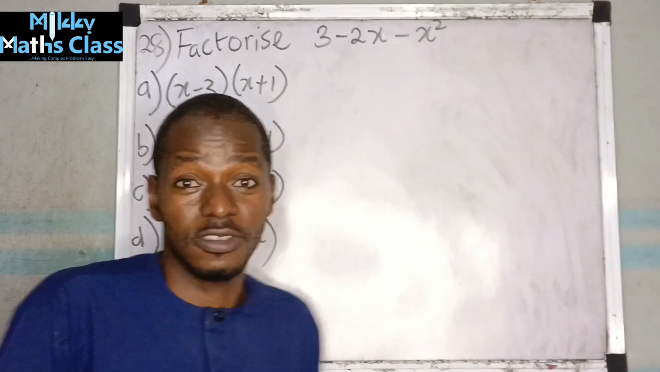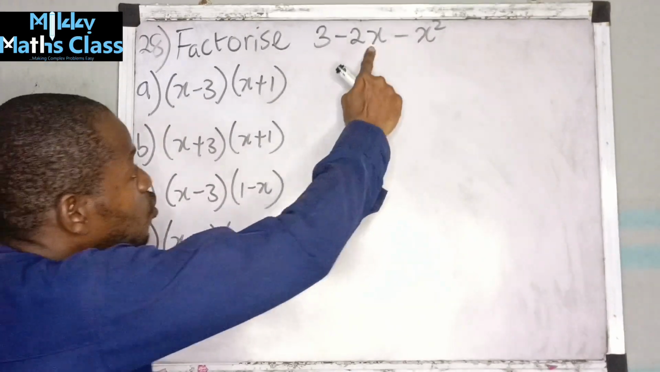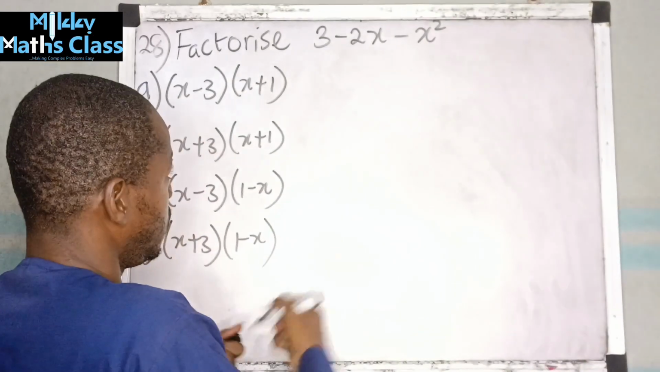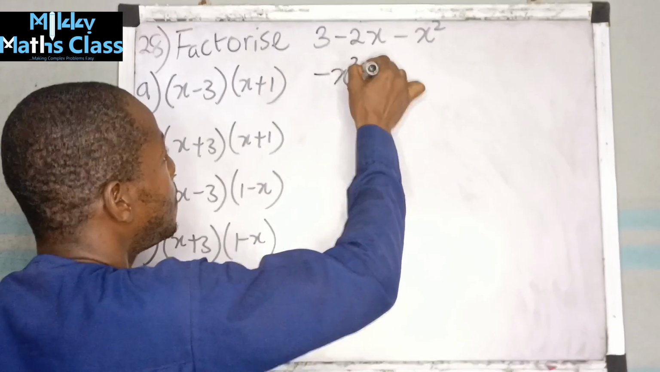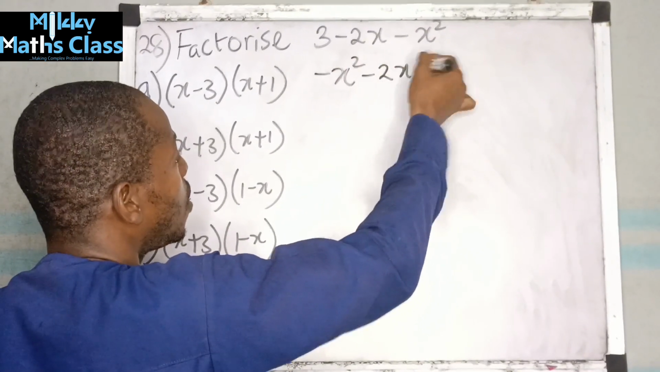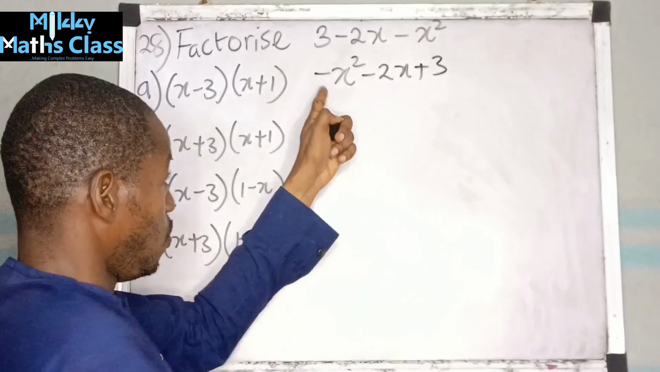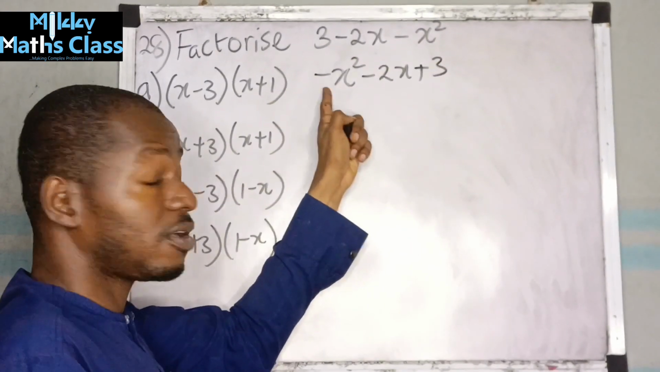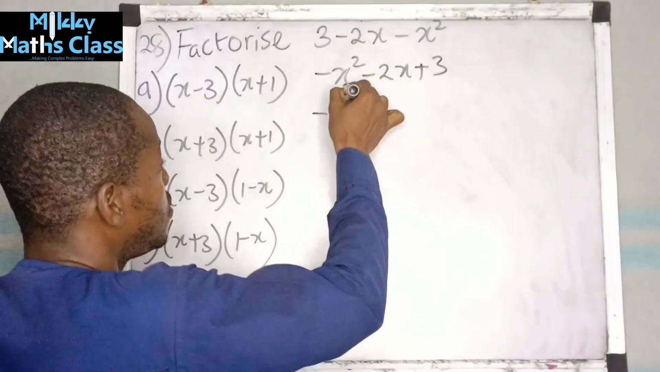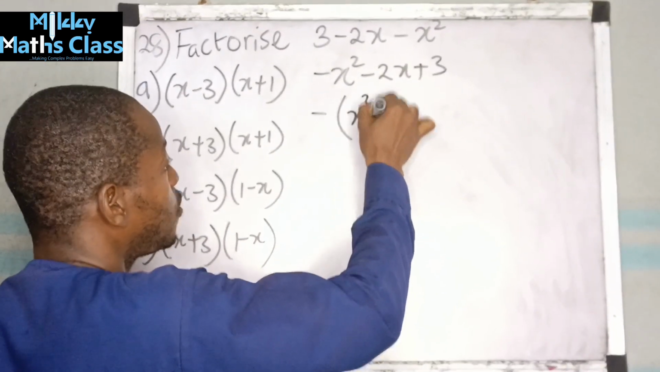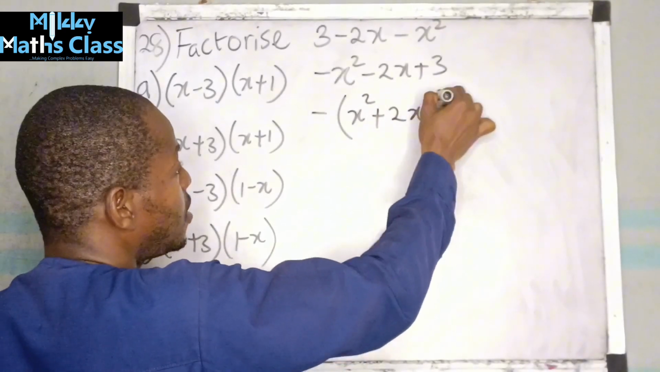All right, let's look at question 28. It says factorize 3 minus 2x minus x squared. Okay, let's rewrite it. Negative x squared minus 2x plus 3. Factorize, bring out this negative. So this is negative, this is x squared plus 2x minus 3.